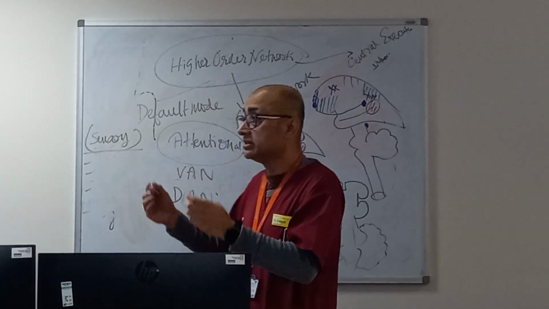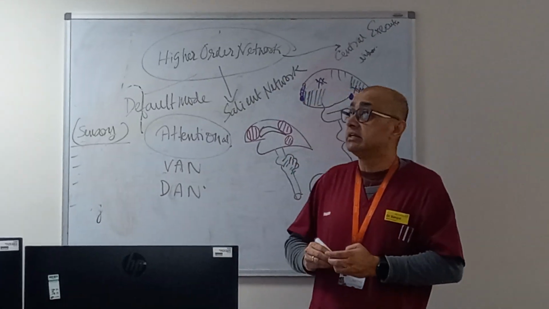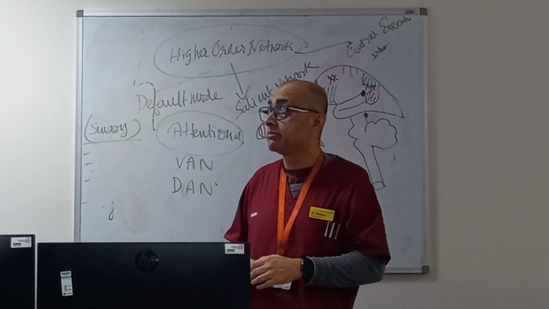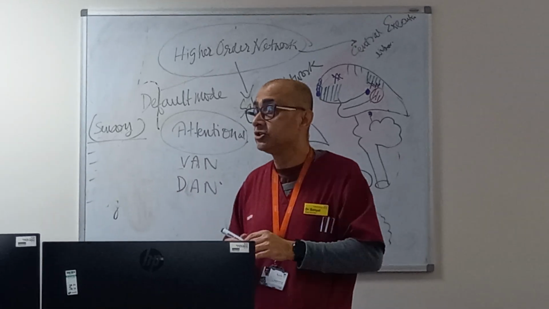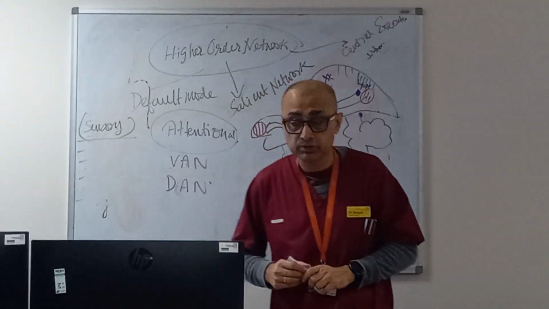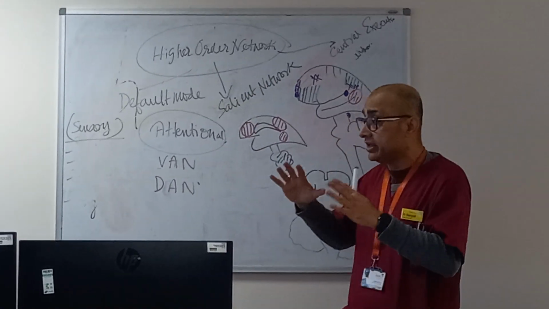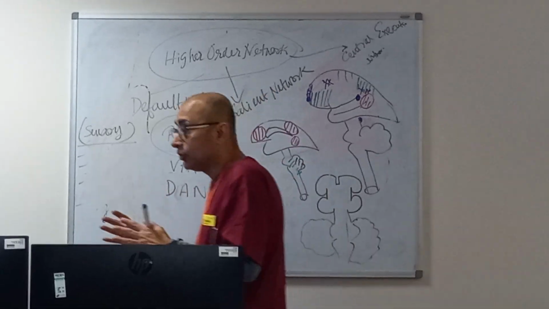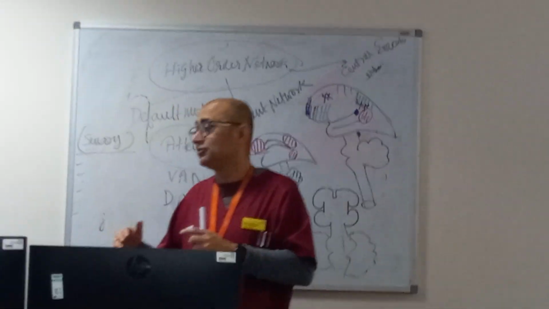The pulvinar is in the thalamus. So these detect unexpected salient stimuli and reorient attention, lateralized to the right hemisphere. Okay, so these are the most important networks we should be aware of to understand this.